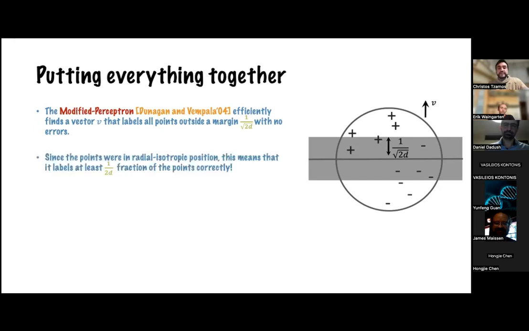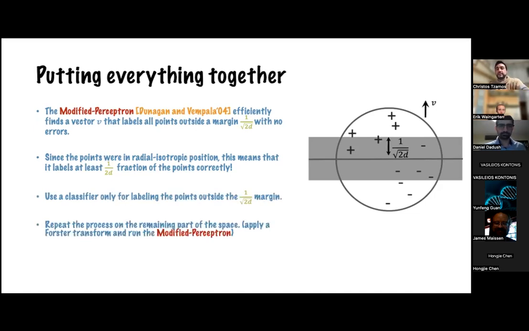Now, because the points are in radial isotropic position, if I run this with a margin 1 over root 2d, the number of points outside the margin is at least a 1 over 2d fraction of all the points. So it's a non-trivial fraction of the points that I have. I can use the classifier that the modified perceptron gave me to classify just the points that are far away from the margin, far away from v. Essentially I use v to classify all the points that are outside this gray area. Then I repeat the process in this gray area. I again apply the Forster transform on the points inside this gray area, and then run the modified perceptron again.